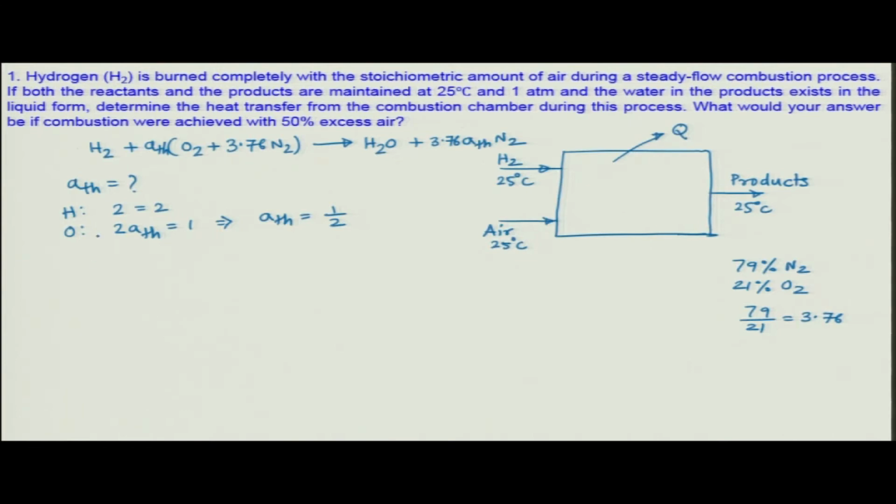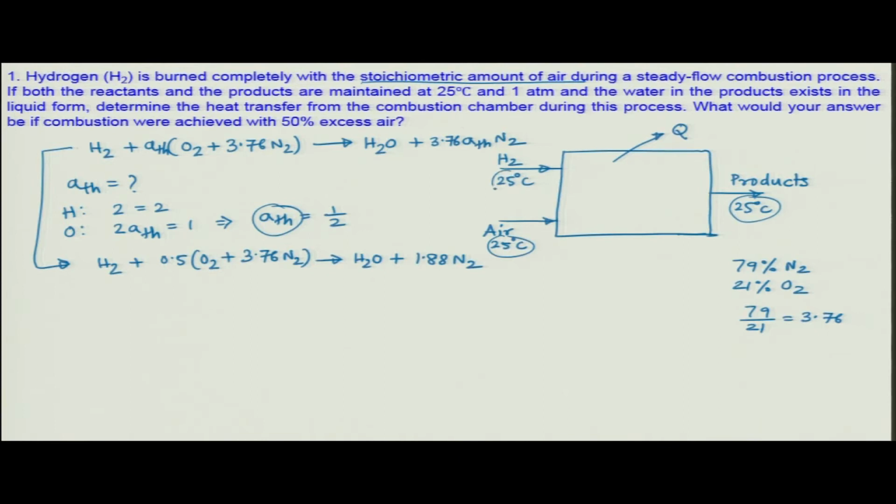Now, if I write down this equation after substituting this value, I will get H2 plus half oxygen plus 3.76 nitrogen, going to H2O plus 1.88 times nitrogen. So, this is the actual balanced reaction for the stoichiometric amount of air reacting with hydrogen. Now, it is interesting to see that both the reactants and the products are at the same temperature, right.